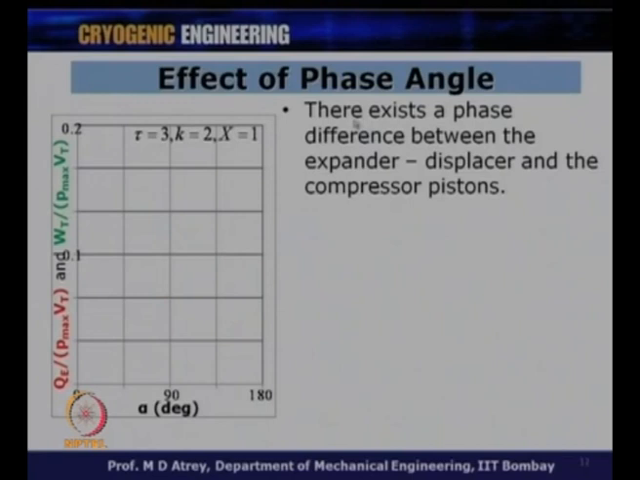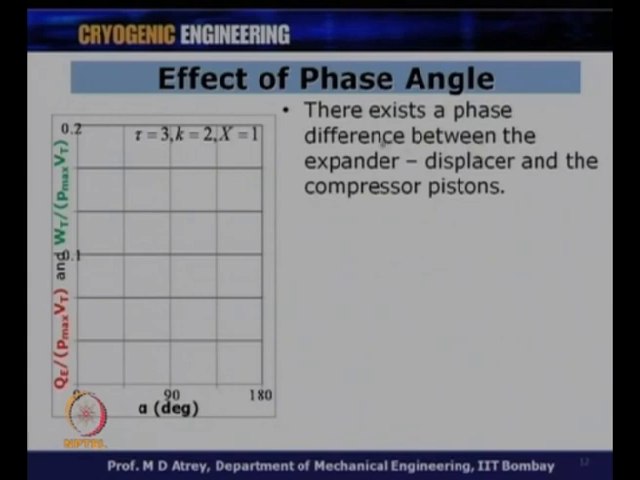There exists a phase angle. Now, we look at the effect of phase angle on Qmax and Wmax. This phase angle is nothing but the angle by which the expansion space volume variation leads the compression space volume variation, which is what we had seen earlier. So, the x axis is plotted with alpha in degrees, while these values are taken as tau equal to 3, k equal to 2 and X equal to 1.